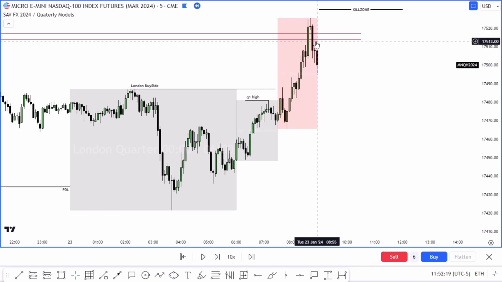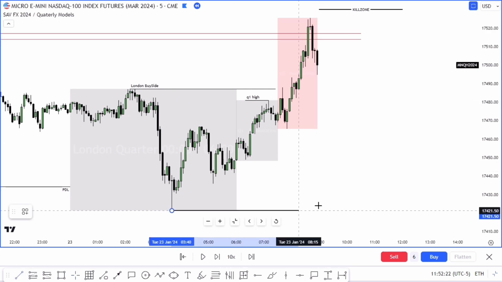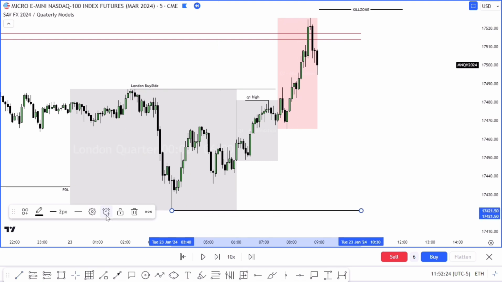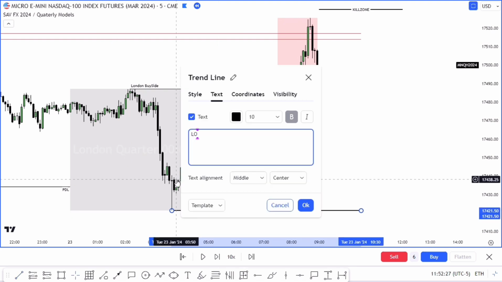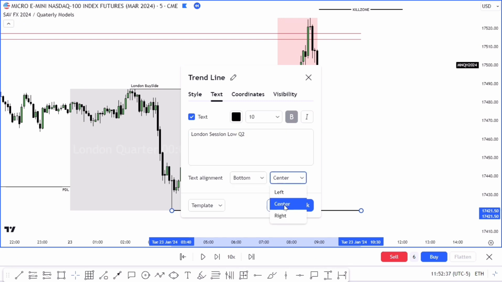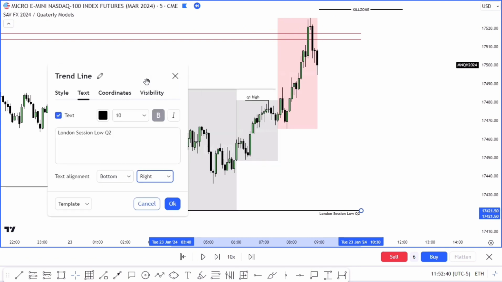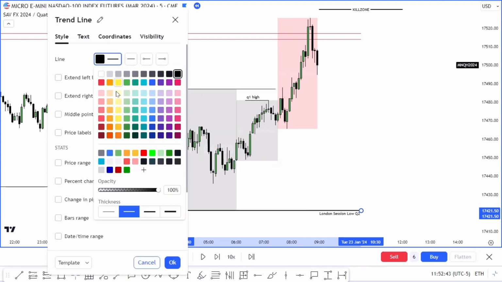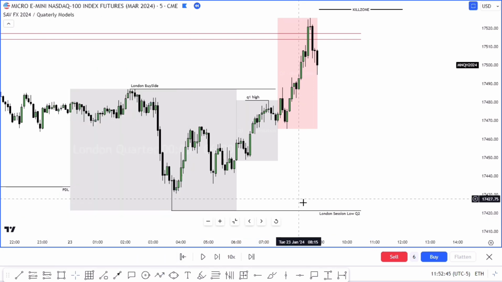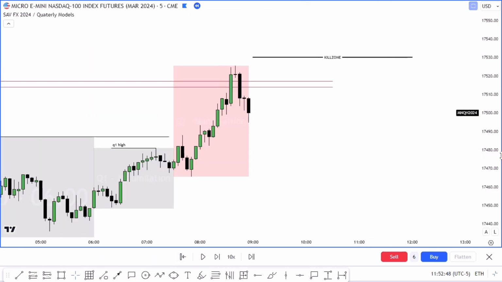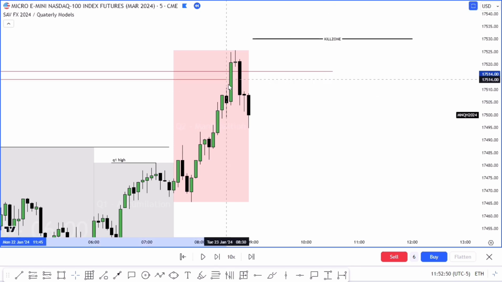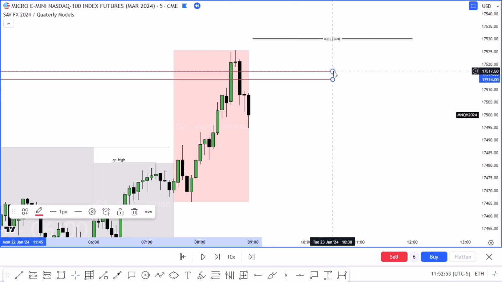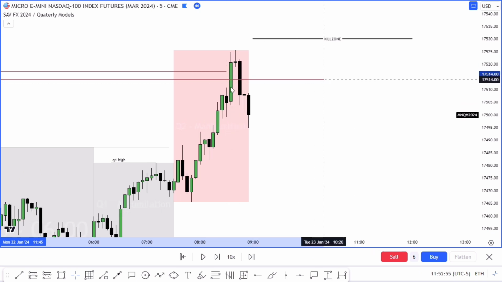What is my drawn liquidity? Previous day, the previous session low, which is the London session low, or London quarter low. Place this to the right like this, right? Okay. If you look at current price right now, after price taps this fair value gap, it impulsively reacts lower, right? Seeking lower prices.